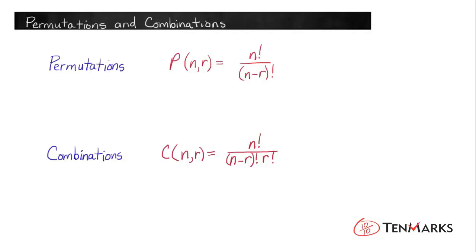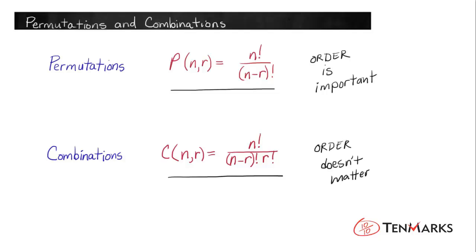A permutation of n objects taken r at a time equals n factorial over n minus r factorial. And a combination of n objects taken r at a time will equal n factorial over n minus r factorial times r factorial. It's important to remember that with permutations, order is important, and with combinations, order doesn't matter.